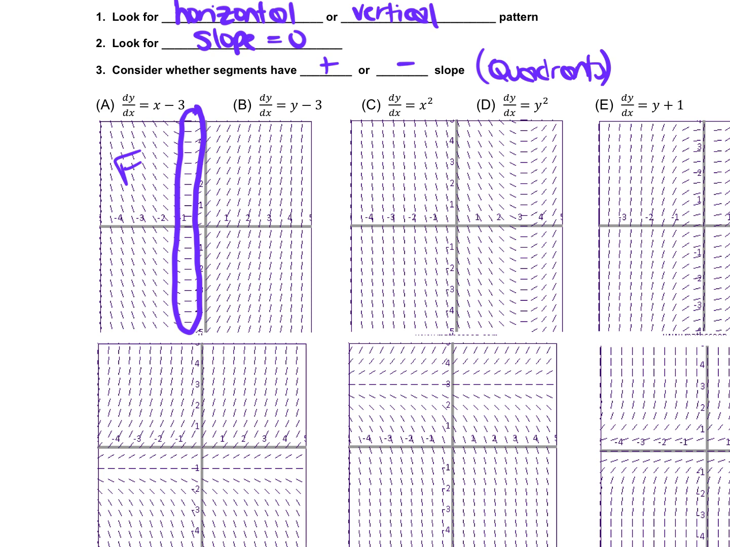Let's look at the next one. Where do I have that 0 pattern again? Yeah, right here at 3. X equals 3, so A. So that will be A.